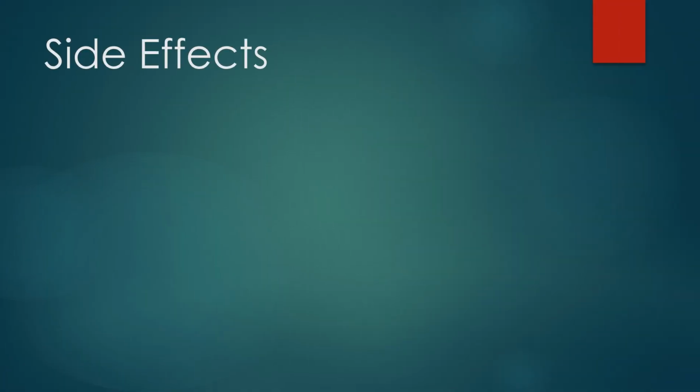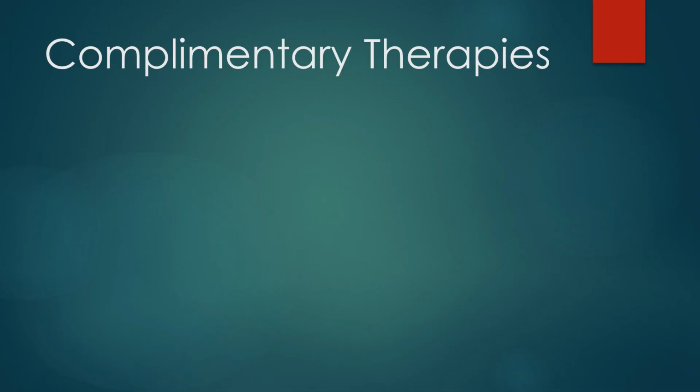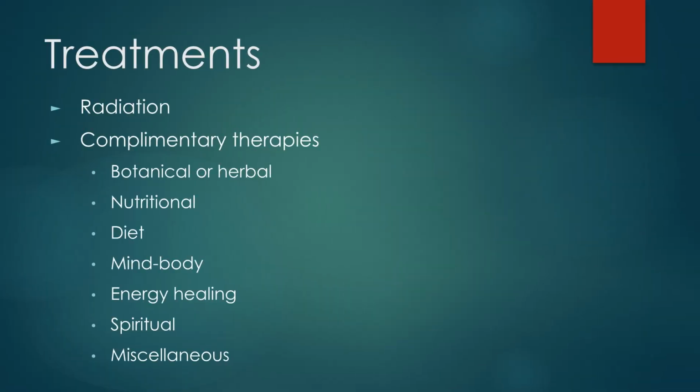Common side effects of cancer treatments affect mucous membranes, hair, bone marrow, and organs, including the reproductive organs. These can lead to anemia, reduced immunity, and other issues. Complementary therapies can support conventional treatment. These include adjustments to diet, mind-body therapies, botanical agents, spiritual support, meditation, and aromatherapy. Additional treatments include radiation and various complementary therapies such as botanical, nutritional, diet, mind-body, energy healing, spiritual, and miscellaneous approaches.